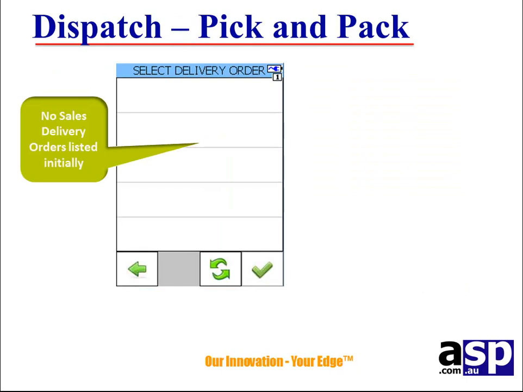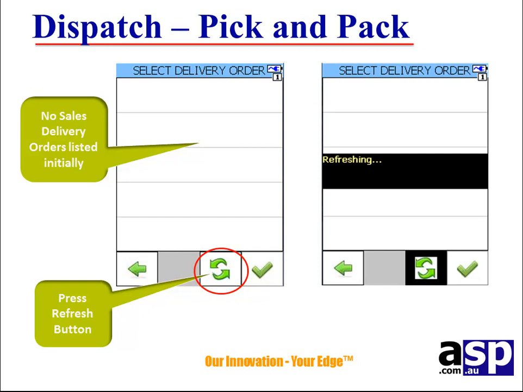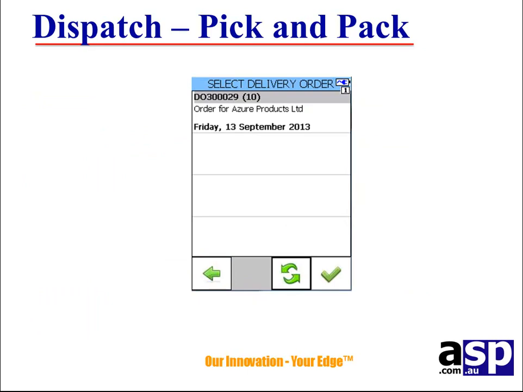Selecting pick and pack will bring up the screen on the handheld as shown here, and initially no sales delivery orders are listed until you tap the refresh button. Once you do that, it will bring up the sales order to be picked.